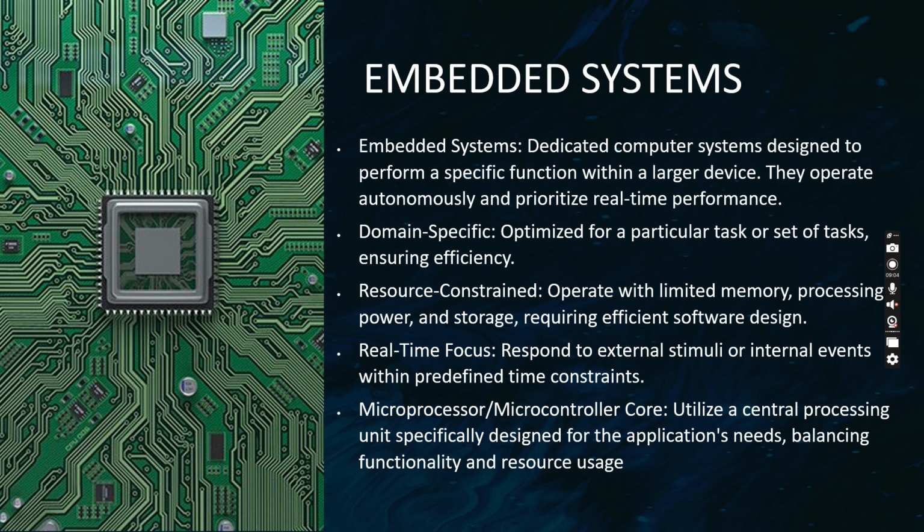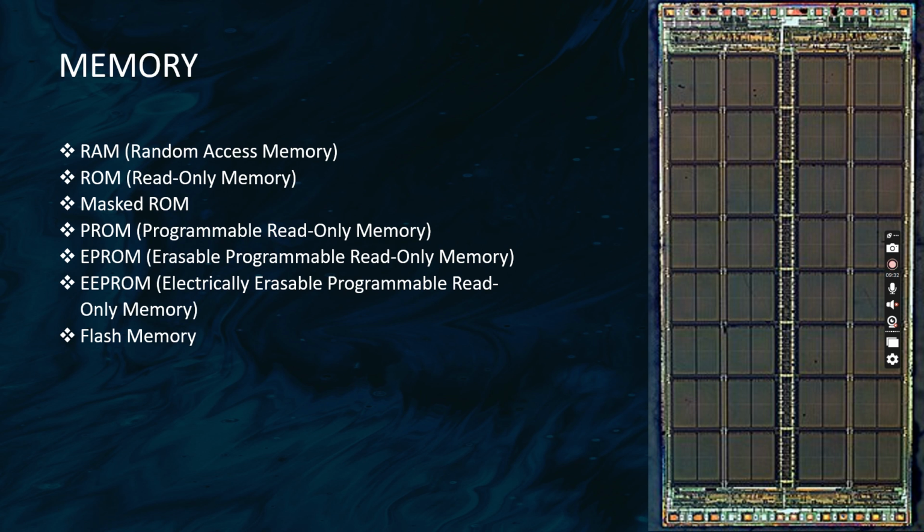Then embedded systems are often incorporated with firmware or software, which is called our program. The software is usually developed using specialized programming languages and tools tailored to the target microcontroller architecture. So memory. Memories of embedded systems are classified into multiple types like RAM, ROM, PROM, EPROM, EEPROM, and flash memory.